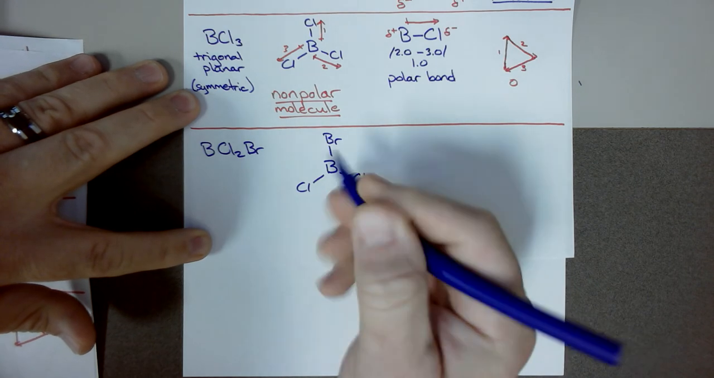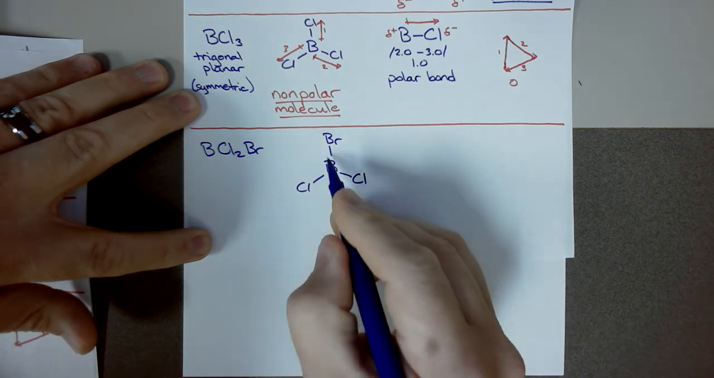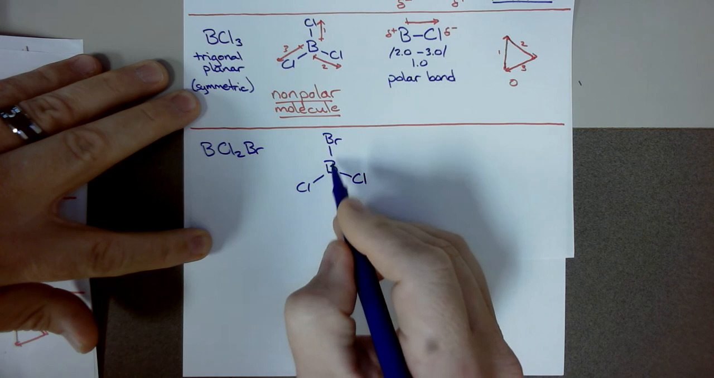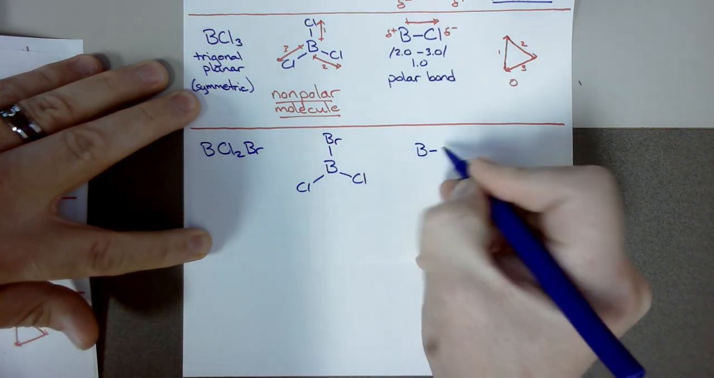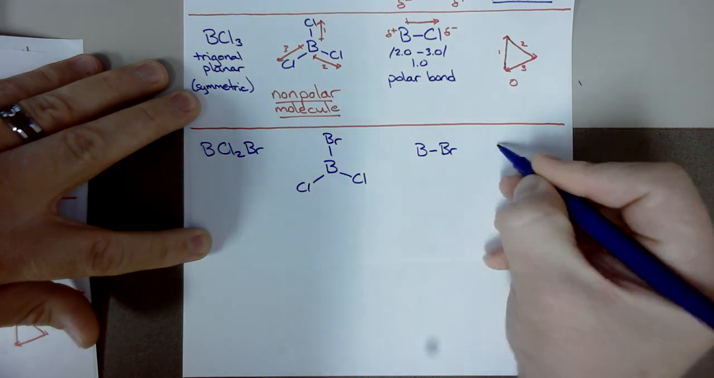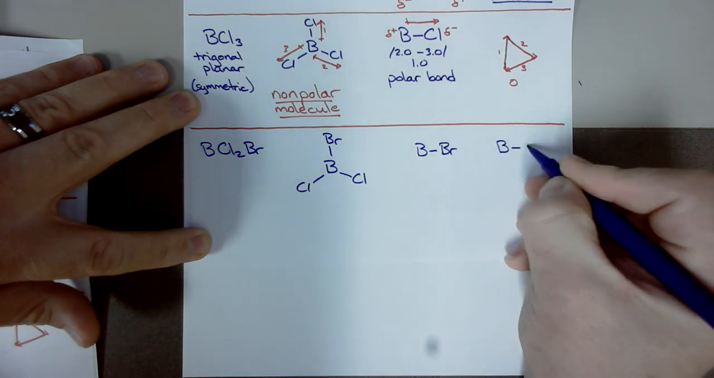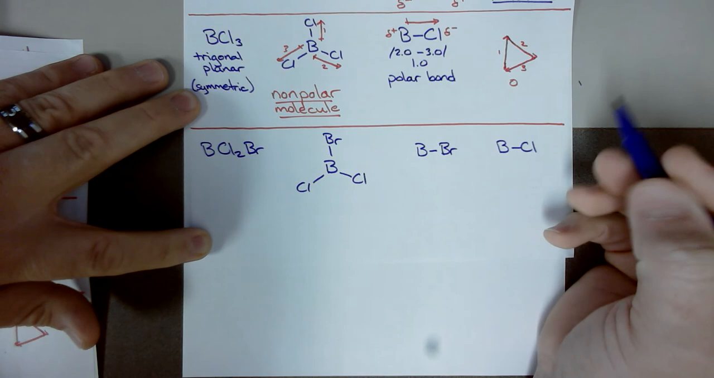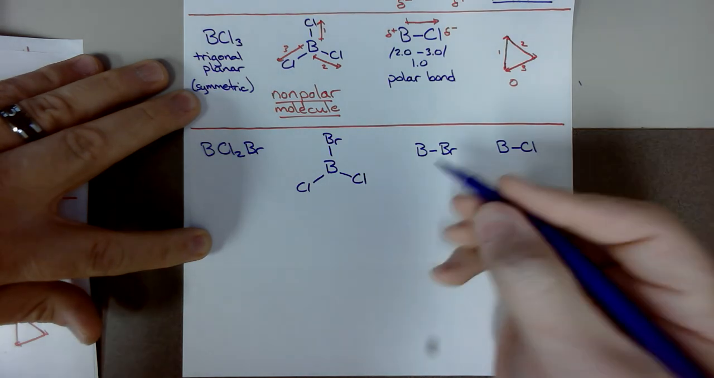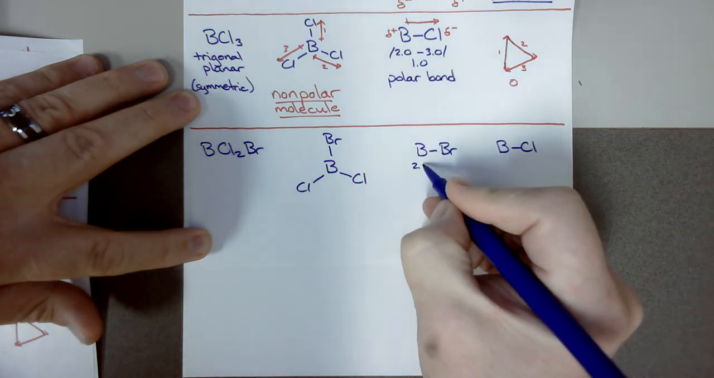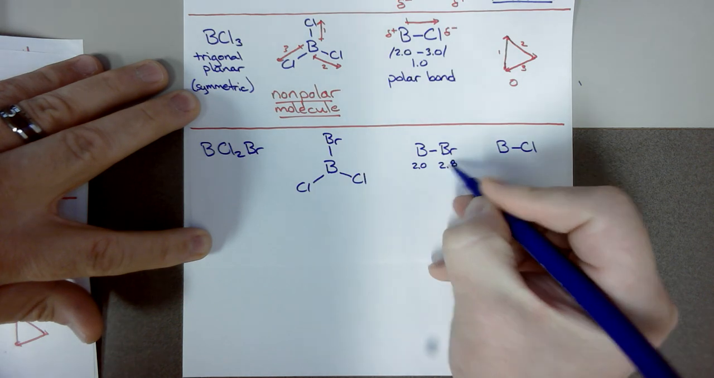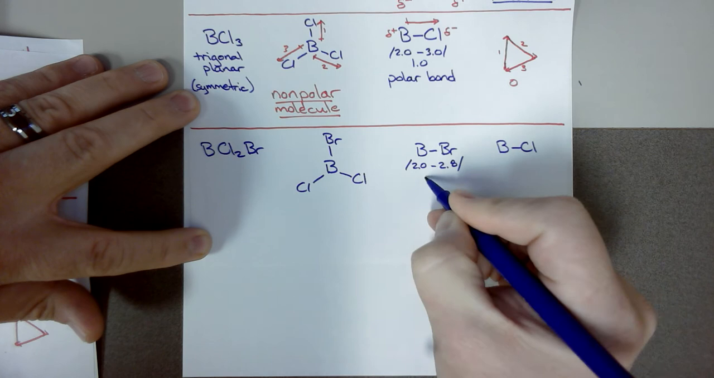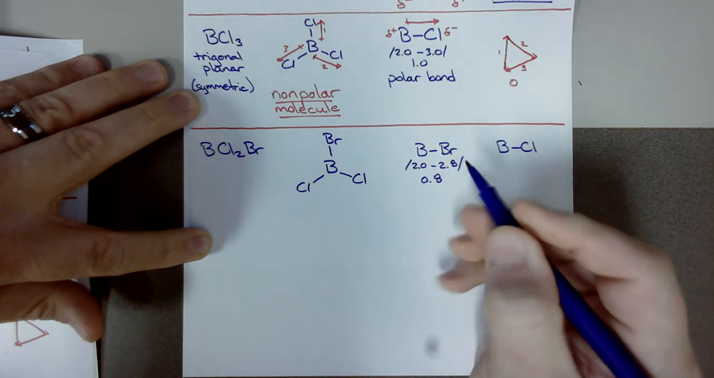Now, again, we have 2 different types of bonds. We have a boron-bromine and a boron-chlorine. So we have to determine the polarity of the boron-bromine and the polarity of the boron-chlorine bonds. Boron is a 2.0, bromine is a 2.8. So this has a difference of 0.8. It's a polar bond.